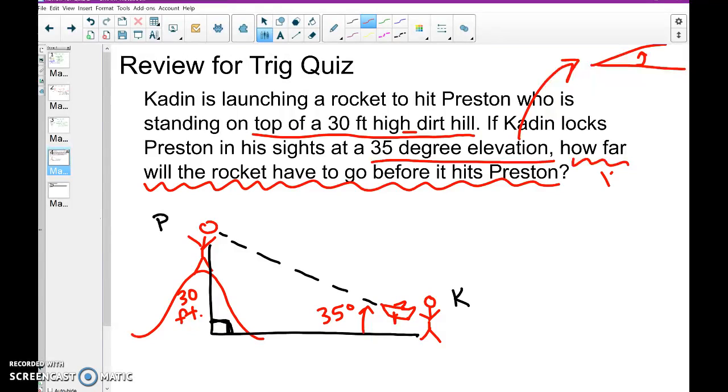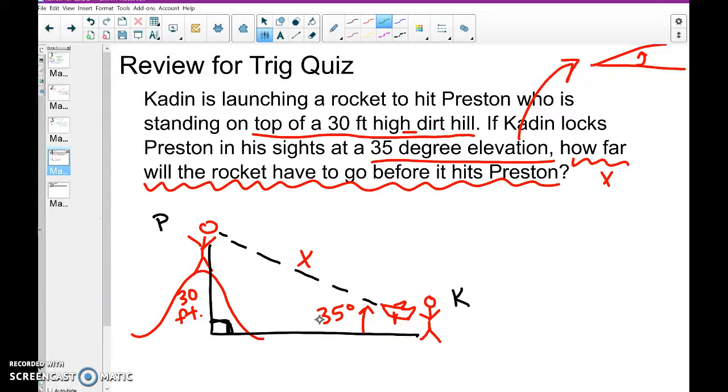And now we have to actually place the X. Well, we're looking for how far the rocket will have to go before it hits Preston. Okay, well, is the rocket traveling on this line, or is it traveling on this line to hit Preston? Well, it's traveling along the hypotenuse. That's its direct line of sight, so that's going to be X for us. Well, that's really the hardest part. If you can get the picture figured out, now it's just a matter of doing the math.